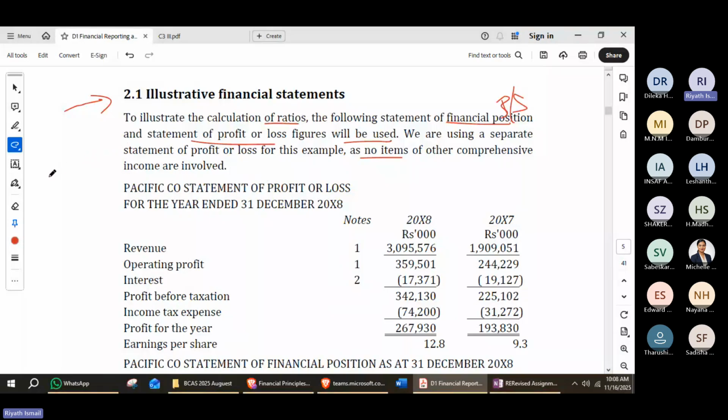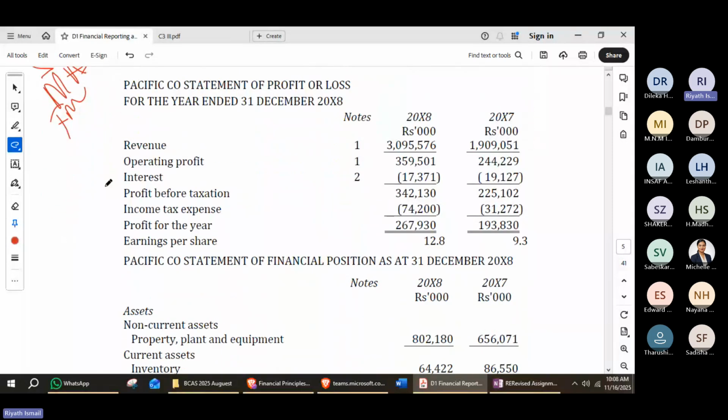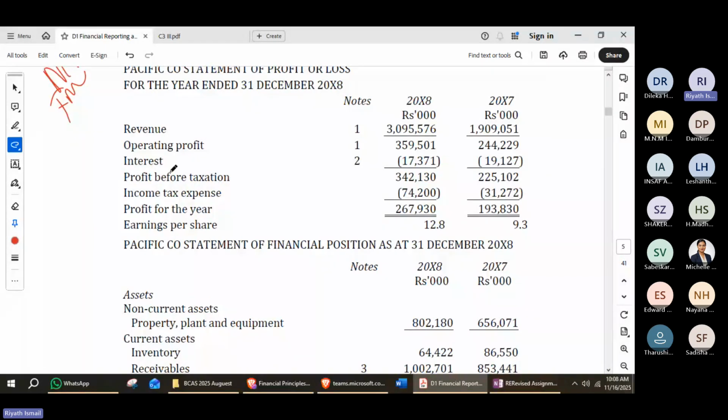Right here, extraordinary items like sale of land, merger and acquisition, and fire, those kinds of things are not considered here. So this is the common separate financial statement. Here you can see the notes, and this is the current year, this is last year.